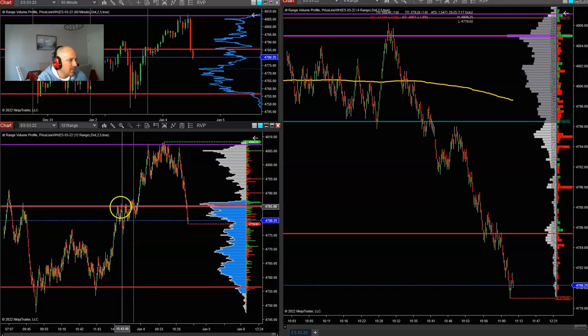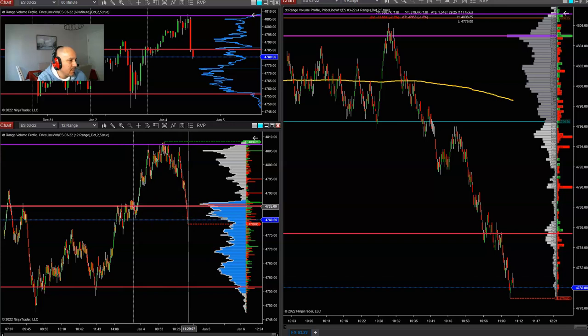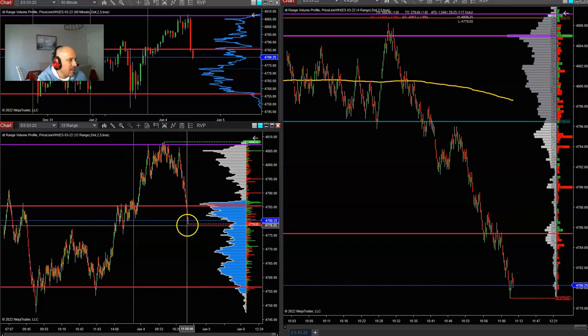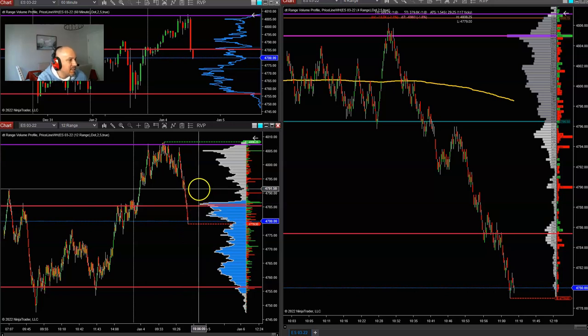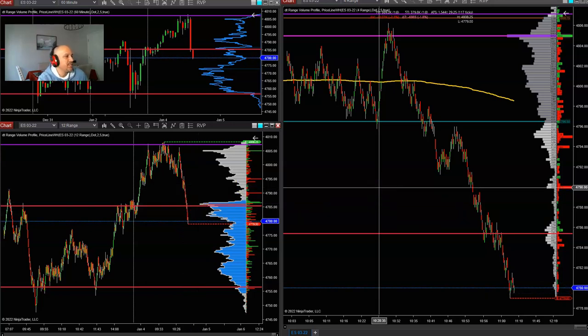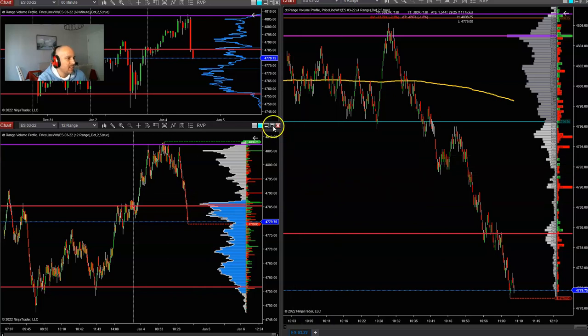So at this point, I'm looking for price maybe to break above this area here where I have the red line, meaning come up, break above this high volume area, pull back to the high volume area, and then blast to the upside. Okay, that's the trade setup. The trade setup, guys. Let me show it to you.